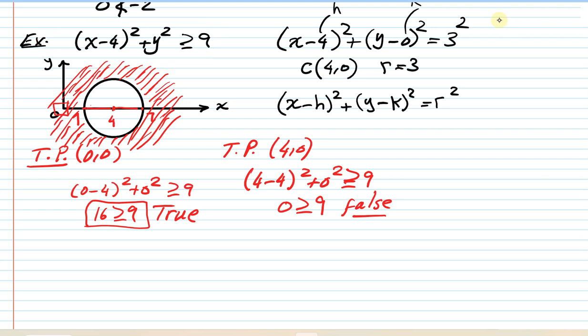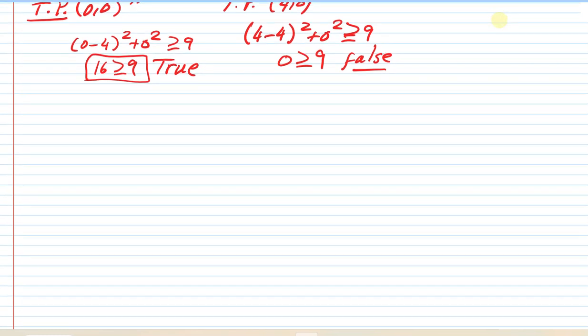All right, done with this one. Let's take a look at a couple more, and then we'll be done with this. Let's actually do a system now. Let's talk about systems of inequalities. Just like we talked about systems of equations, we're going to look at systems of inequalities.